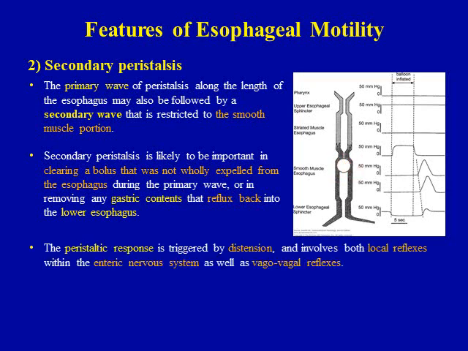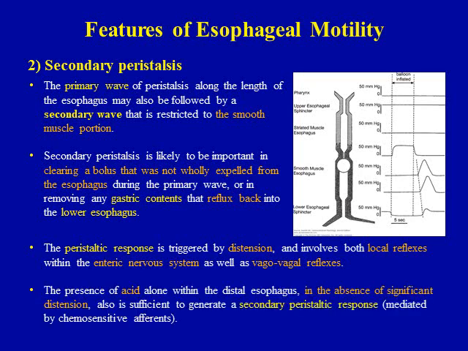The peristaltic response, or the secondary peristalsis, is triggered by distension that is caused by the remaining food bolus, and involves both local reflexes, so the entire reflex happens in the wall of the esophagus, and we call it a local reflex within the enteric nervous system, as well as the long central reflexes, and we are talking about the vagovagal reflex, which is the most important long reflex in the digestive system.